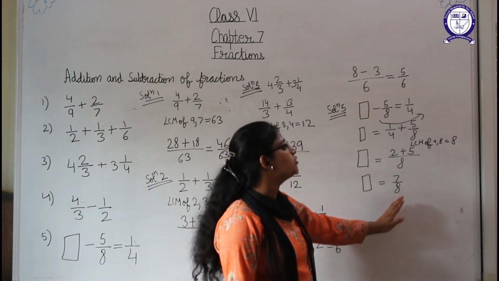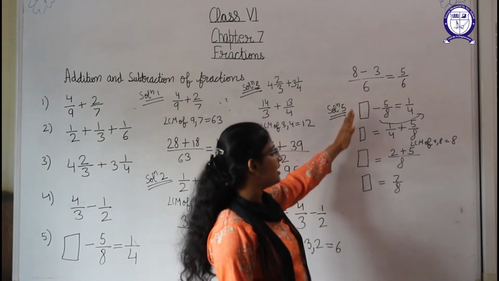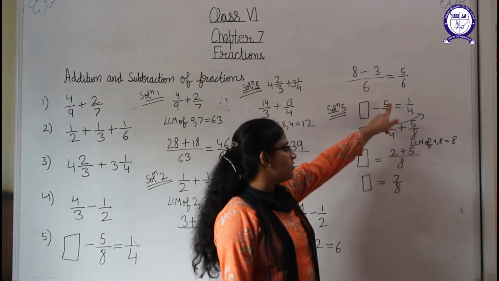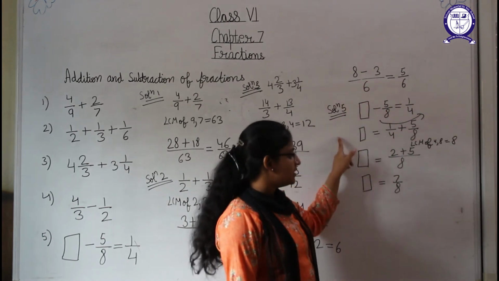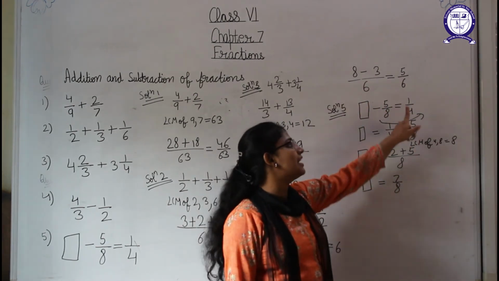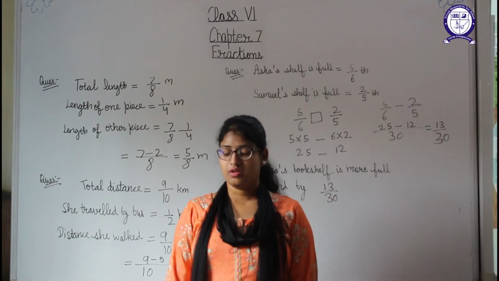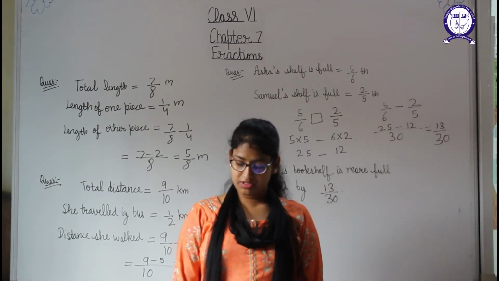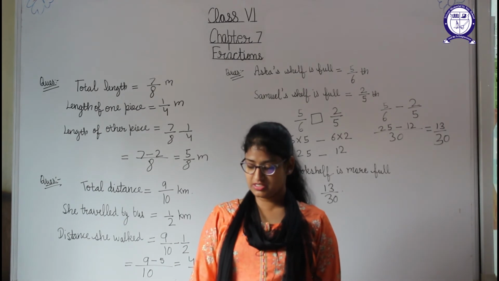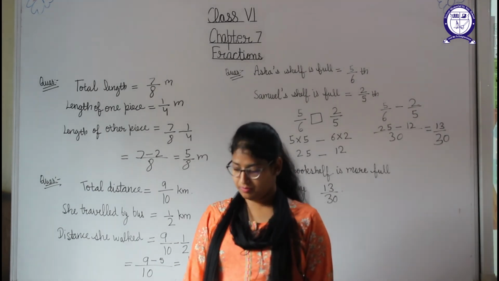It means we have to put 7 by 8 in this fraction, so that when we subtract 5 by 8 from this, means from 7 by 8, we will get 1 by 4. Students, now some of the word problems given in your exercise 7.6. Okay, we will do them.